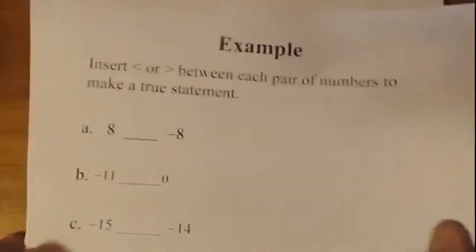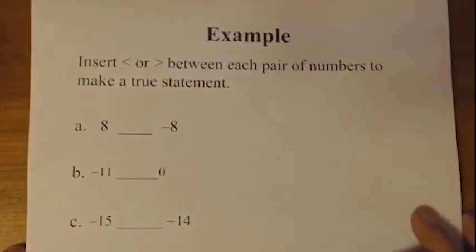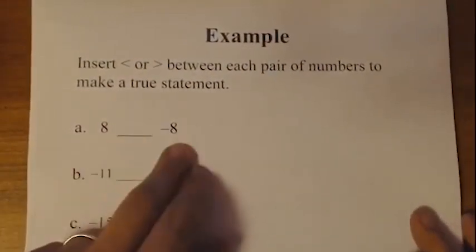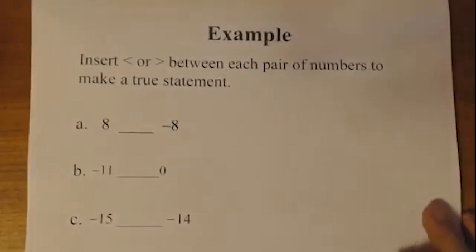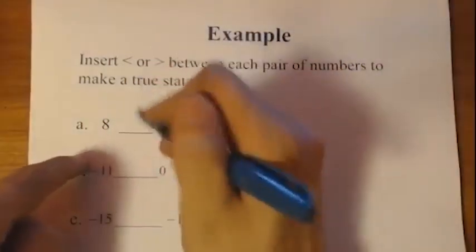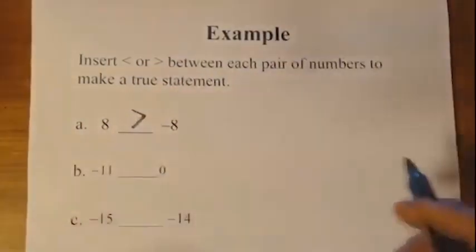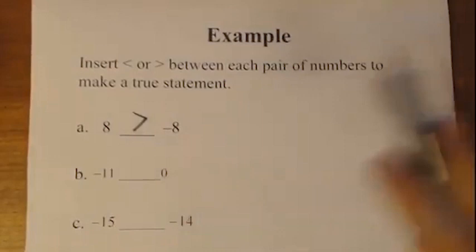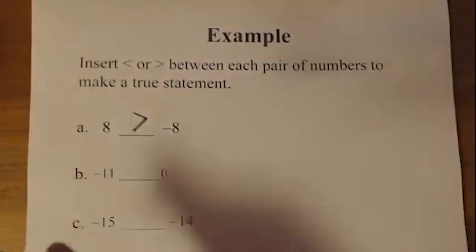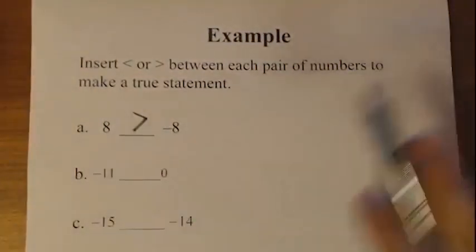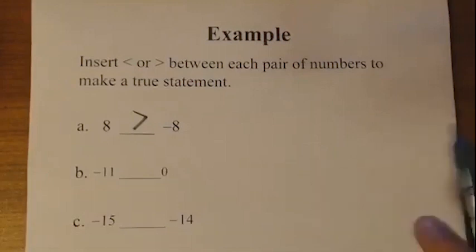So let's do some examples. Let's compare 8 and negative 8. We want to insert less than or greater than between each pair to make a true statement. Well, any positive number is greater than any negative number because positive numbers are on the right. Negative numbers are on the left. So any positive number will be farther to the right and greater than any negative number.